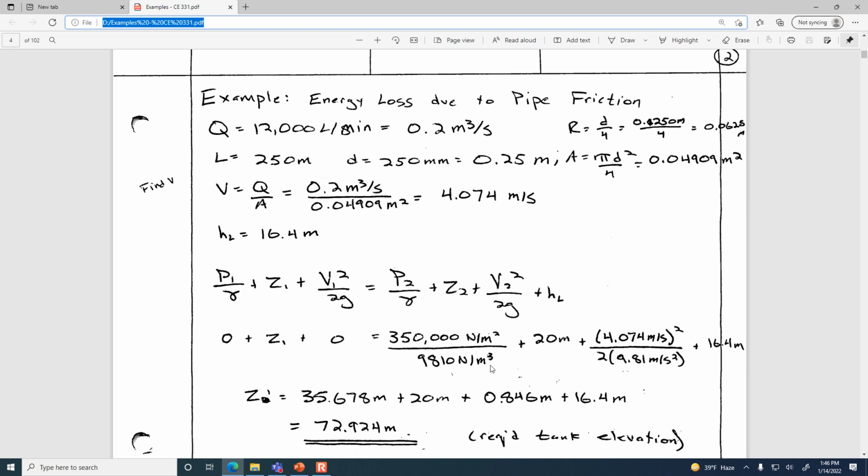0.846 meters is the velocity head component, so that's relatively minor. There's not a lot of energy tied up in the velocity head. And then finally, the 16.4 was the head loss. Okay, so collectively, all those combined, 72.9 meters is the required elevation for the tank.